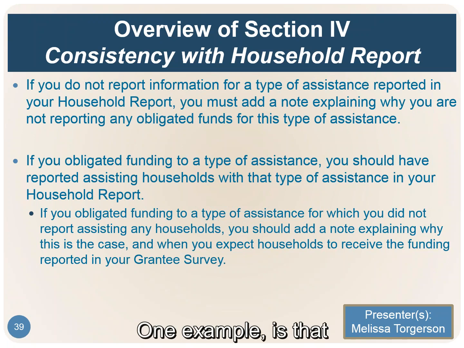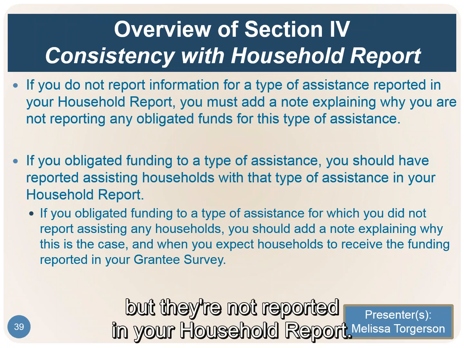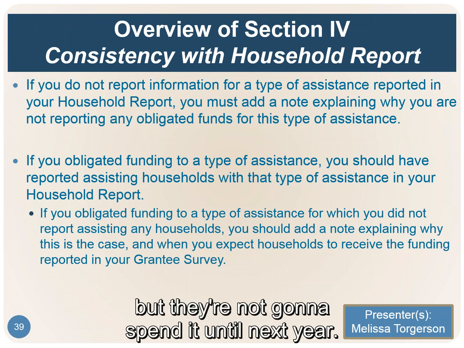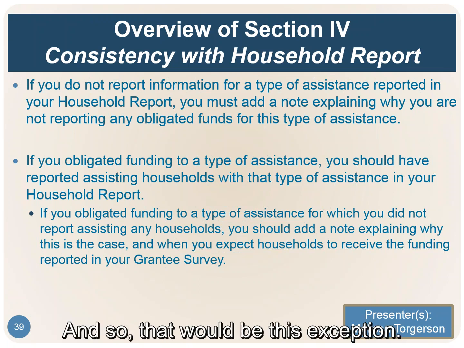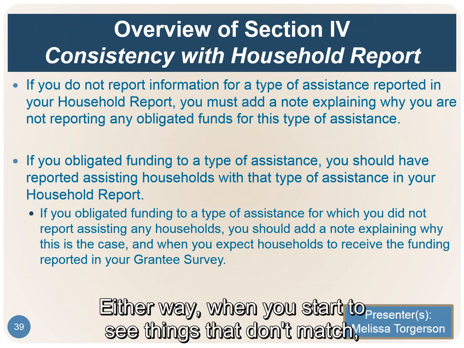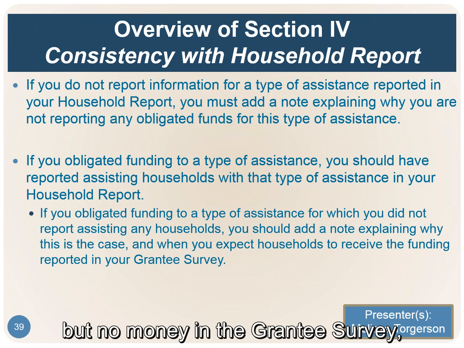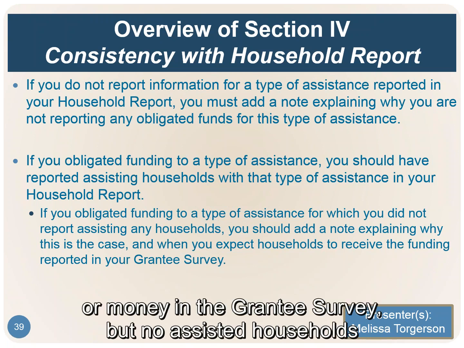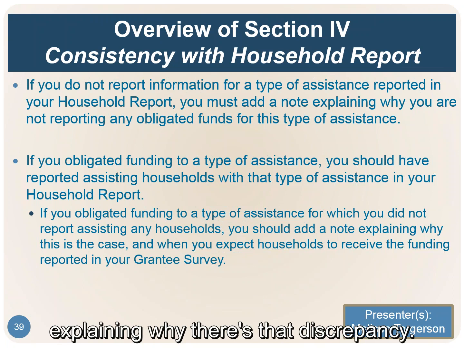One example is that you need to add a note explaining why you have money obligated, but it's not reported in your household report. So I obligated money to weatherization, but they're not going to expend it until next year. So there may not be households to report assistance for, and so that would be this exception. Either way, when you start to see things that don't match, assisted households in the household report but no money in the grantee survey, or money in the grantee survey but no assisted households in the household report, we're going to want to see a note explaining why there's that discrepancy.